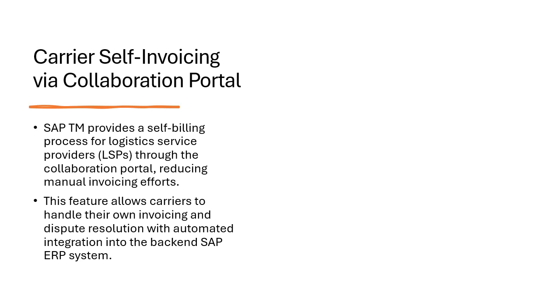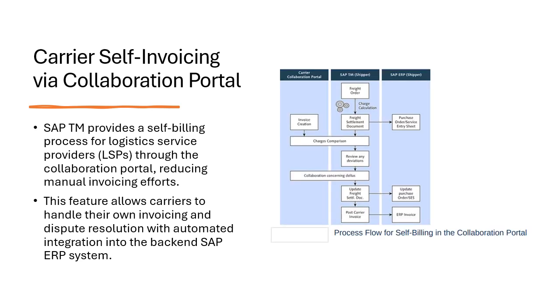Next is carrier self-invoicing via the collaboration portal. This allows the logistics service provider to generate their own invoice using the SAP TM collaboration portal. This streamlines billing, reduces disputes, and enables faster settlement by empowering carriers to initiate invoicing based on agreed rates. This image shows the process flow of carrier self-billing in the SAP TM collaboration portal. It also highlights the steps to initiate the self-billing process, generate the invoice, and resolve disputes.